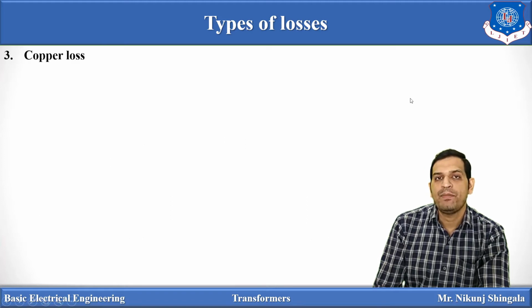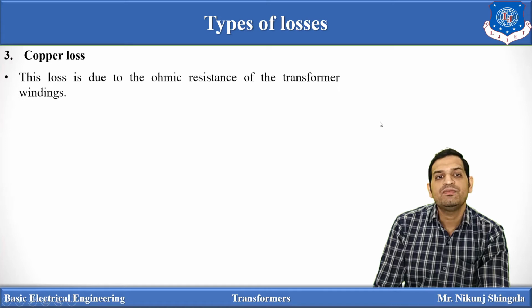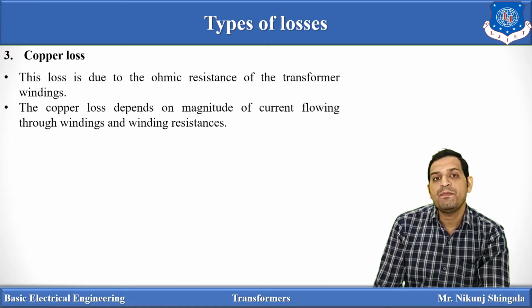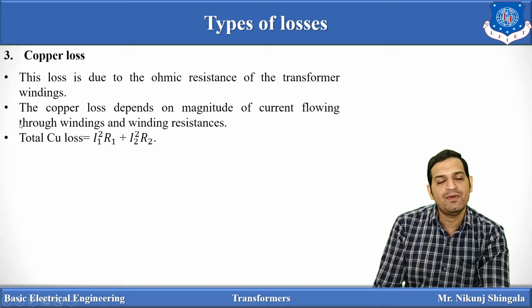Next one is the copper loss. In the case of an ideal transformer, we assume that both windings have zero resistance, but it is not always the case. In a practical transformer, the winding has certain resistance, and because of this winding resistance, losses take place due to the ohmic resistance of the transformer winding, and these losses are nothing but the copper losses. Copper loss depends on the magnitude of the current flowing through the primary winding and secondary winding, as well as the winding resistances. So total copper loss is given by I1 square R1 plus I2 square R2. I1 square R1 is the copper loss taking place in the primary winding, and I2 square R2 is the copper loss taking place in the secondary winding.